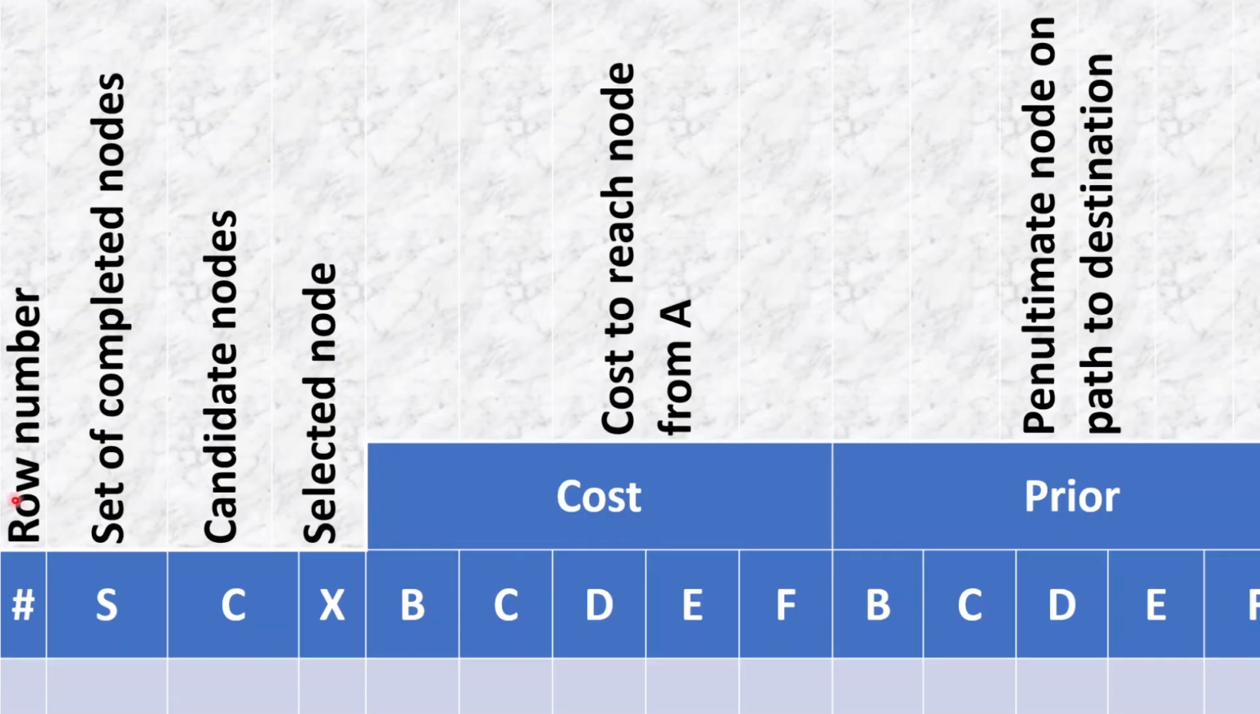It consists of a row number, that's simply the iteration number, how many steps are we into the algorithm. Then we have S, our set of completed nodes. In other words, the set of nodes that have been added to the graph that we know how to reach. They are already part of a path, and there is no point in looking at them again. Then we have the candidate nodes. Those are the ones that we colored in green. They are neighbors of the set of nodes that we know how to reach.